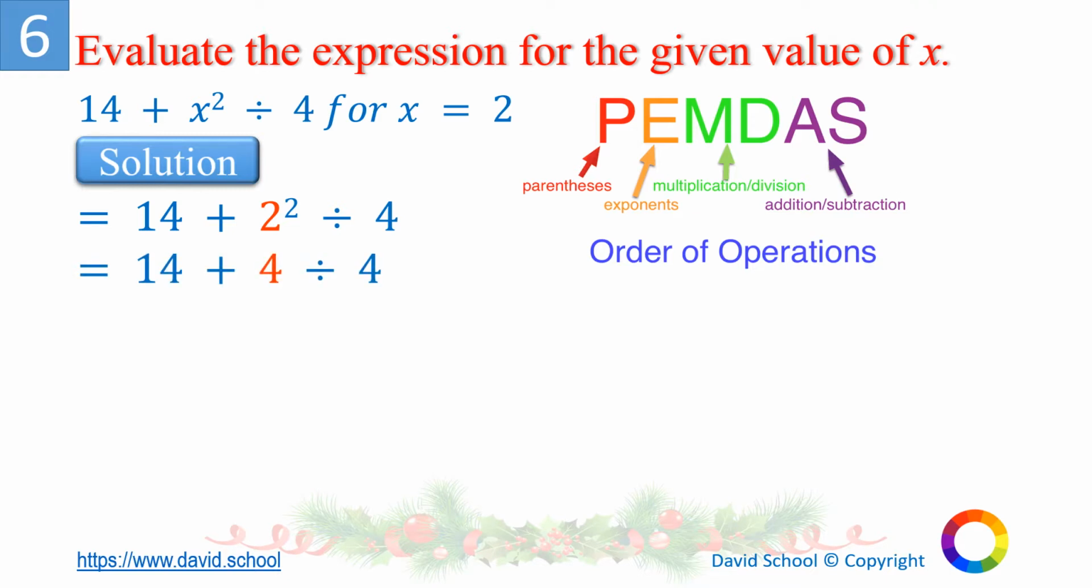14 plus 4 divided by 4. Now we will do division. 4 divided by 4, which is 1. 14 plus 1 is 15.